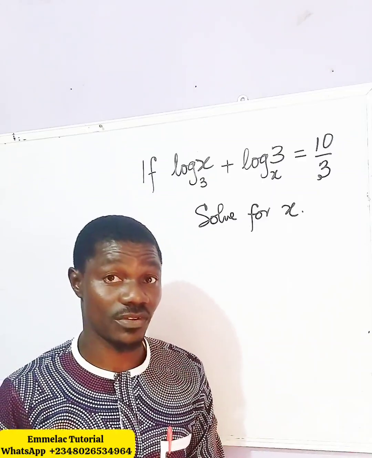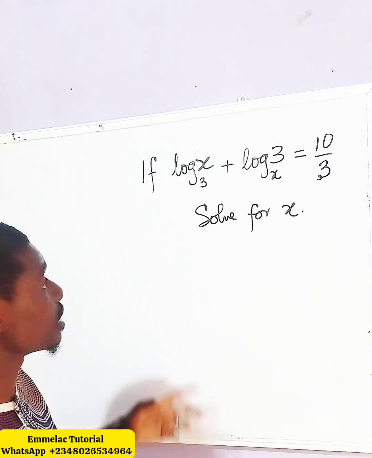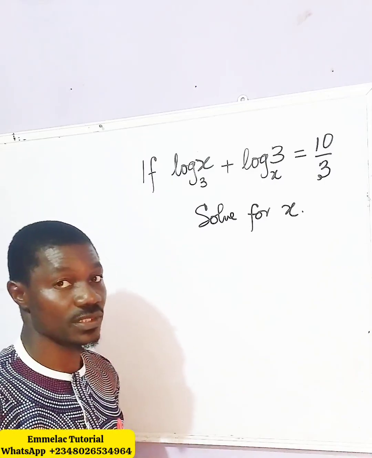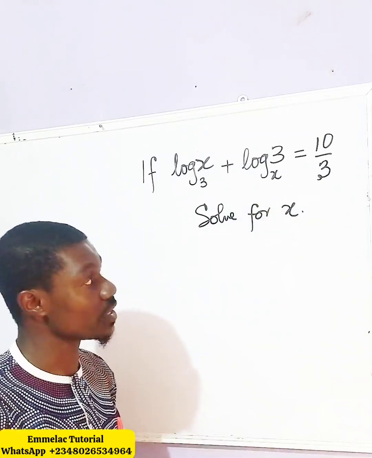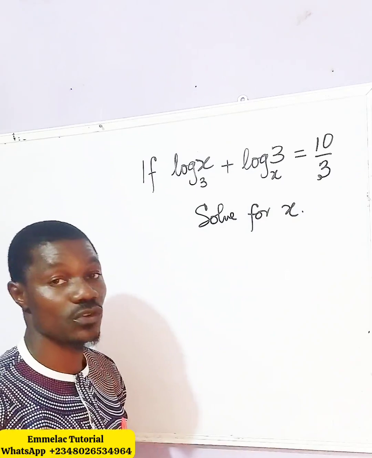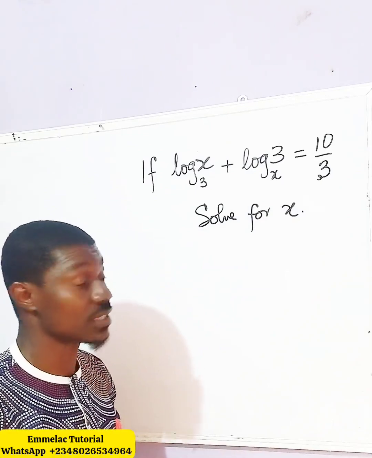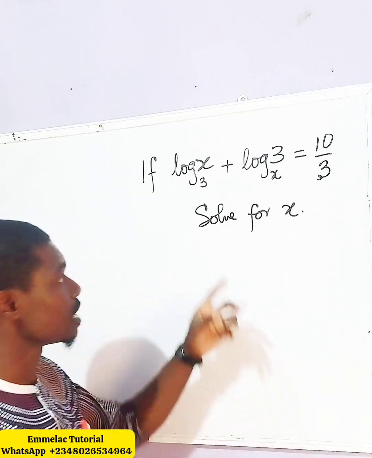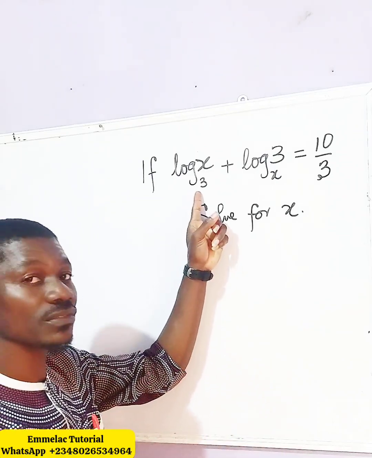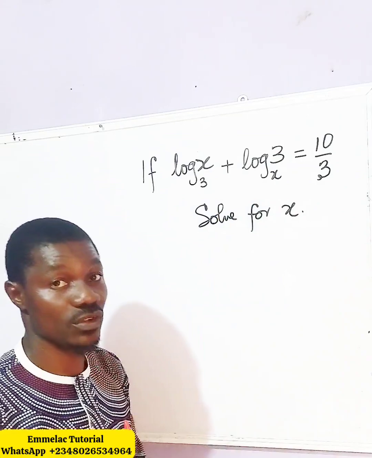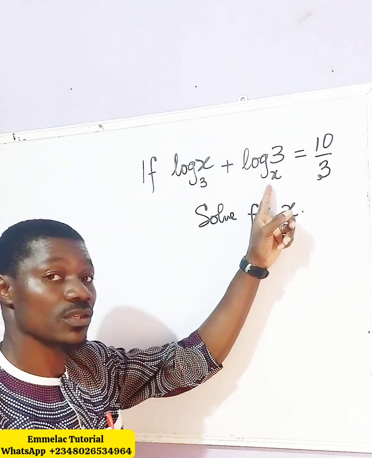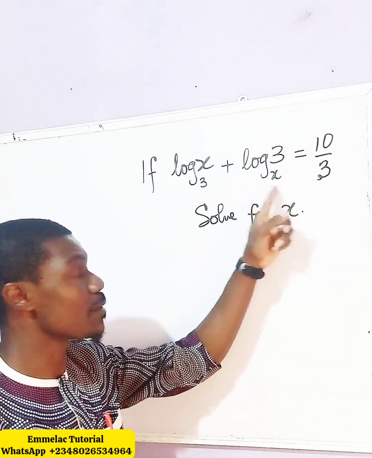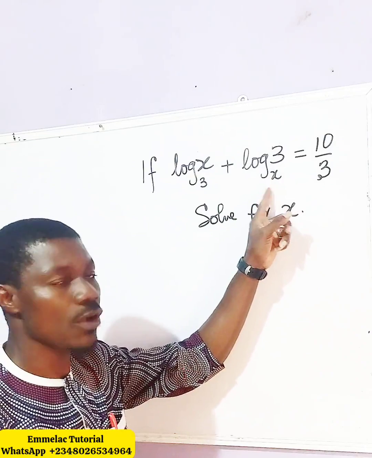Now before us is this logarithmic equation, and it shows that log x base 3 plus log 3 base x equals 10 over 3. We're told to solve for the value of x. First of all, take note that here we have a base of 3, while here we have a base of x. So the first thing is to find a way to have the same base. How do we go about it?